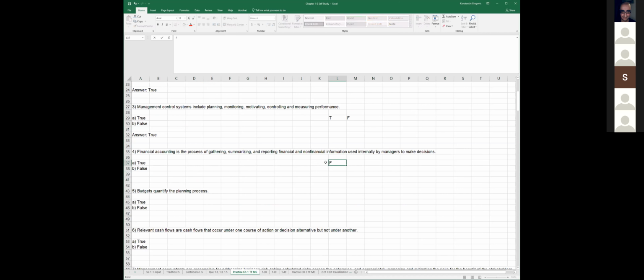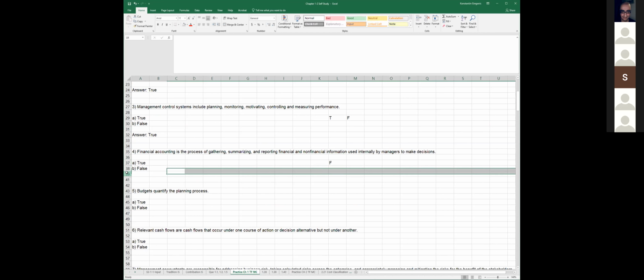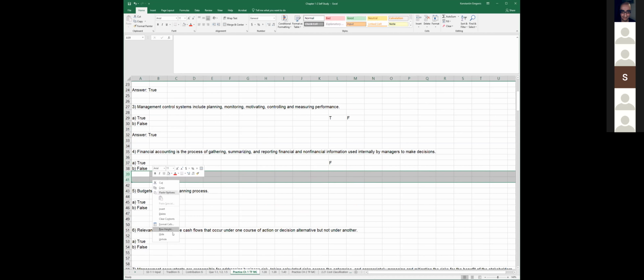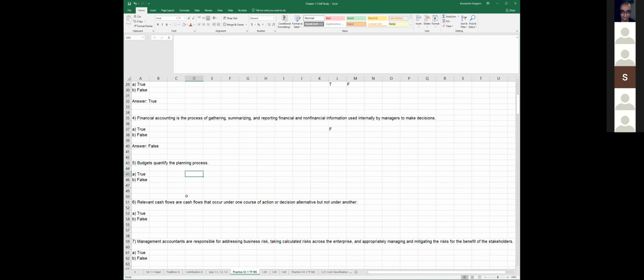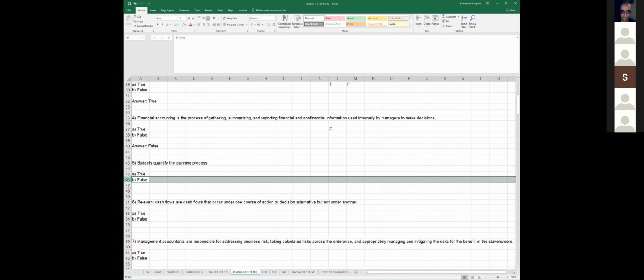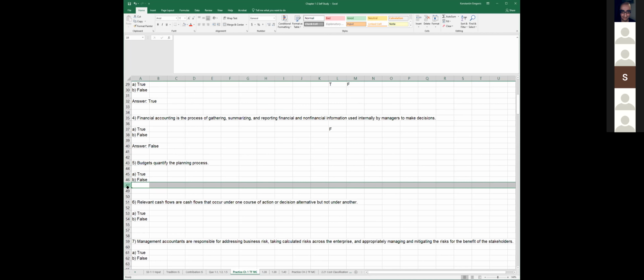False. You guys are all good management accountants. I like it. Definitely should be false. Okay. Budgets quantify the planning process. True or false? True. Yeah, that's true. I would agree with you guys.